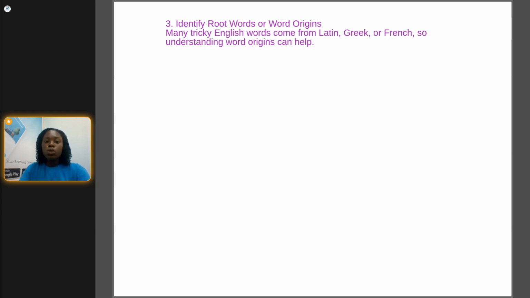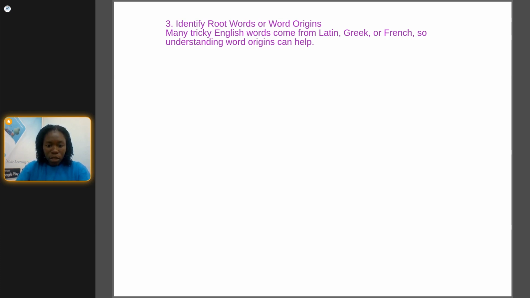If you know your root words and you know your word origins, that could be like a trick for you. Okay, so there are words that came from Latin, from Greek, from French. So when you know the origin of these words, they could help you with your spelling. They help you understand the word origin, and they help you to determine what letters to put together to get the appropriate spelling. All right. So if you can identify root words or word origins, then that's a bonus and a plus for you.